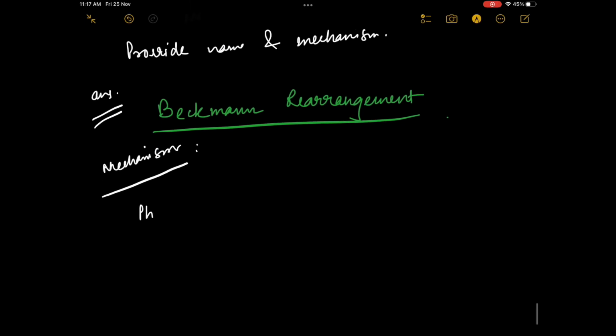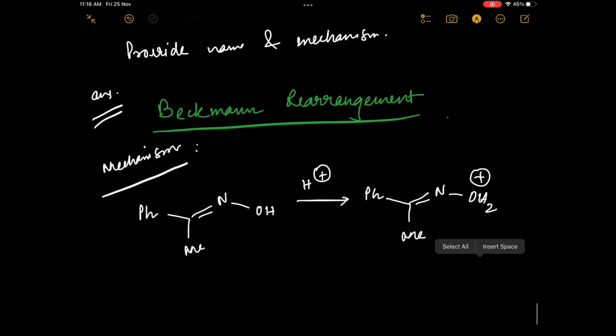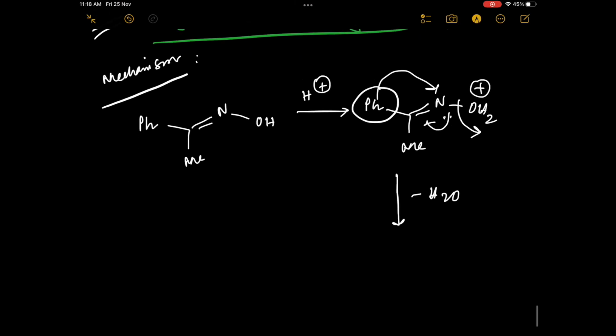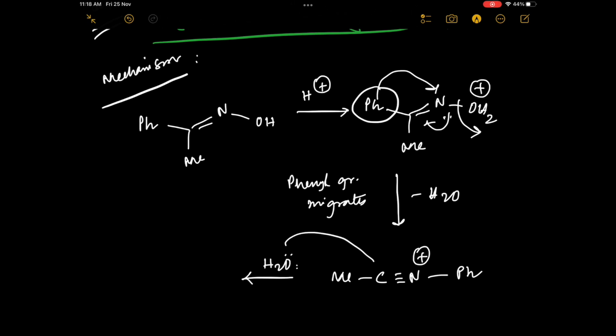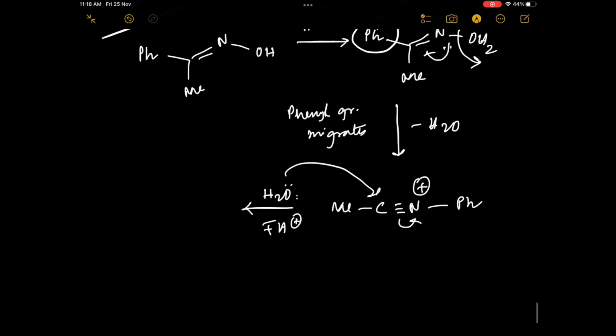So let us check the acidic media. First, if we take the reactant, in acidic media protonation happens and we actually get the NOH2 plus. After that, the phenyl group migrates and nitrogen puts its electron there. So we actually get the product as such. The migration of the phenyl group happens because it is more electron rich in nature and also has better migratory aptitude than methyl.